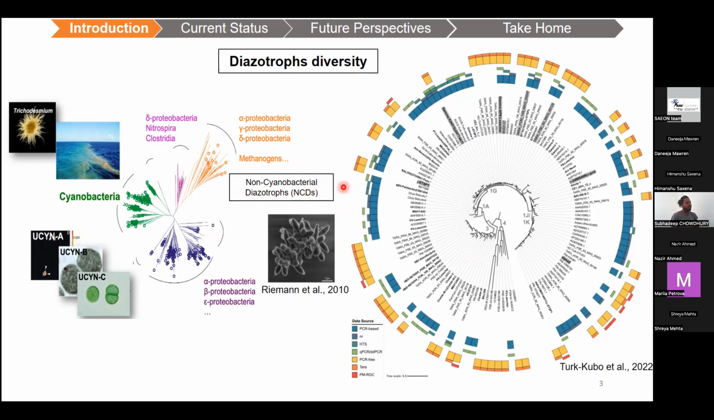These NCDs are mainly alpha, beta, and gamma proteobacteria. These are mostly heterotrophic groups, so we call them heterotrophic diazotrophs. If you look at the right side, it's a complex phylogenetic network that represents only the diversity of NCDs. So even within NCDs, there are a lot of different groups and a lot of complexities in their genetic makeup.